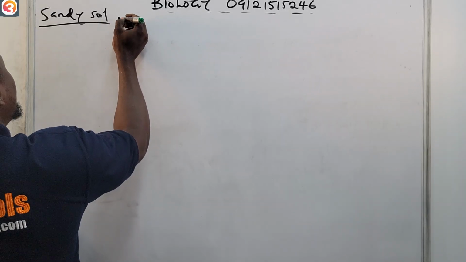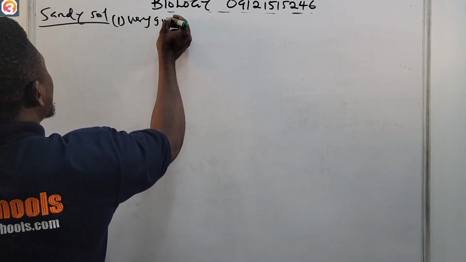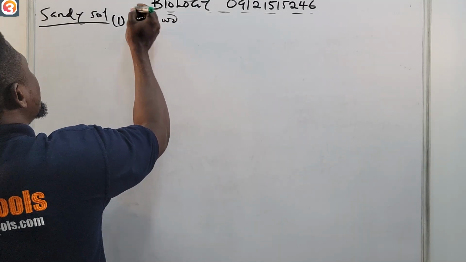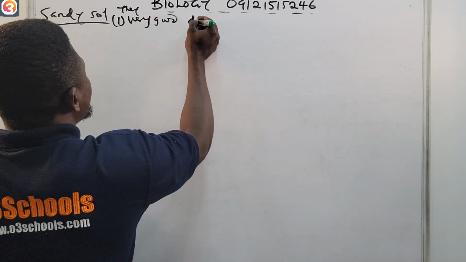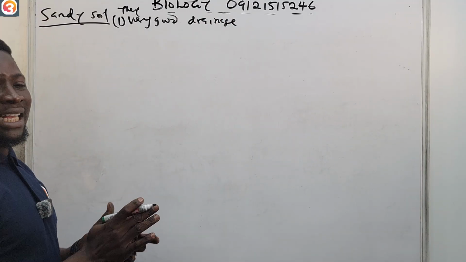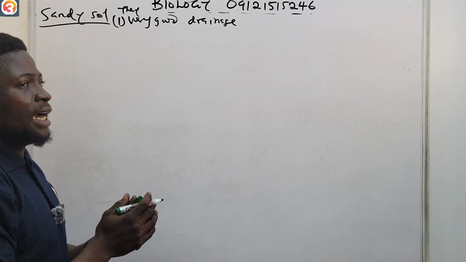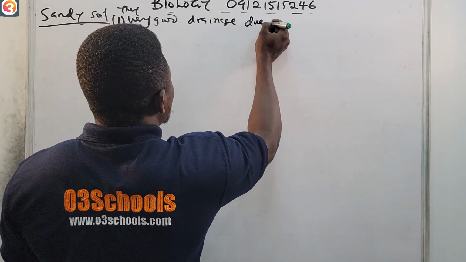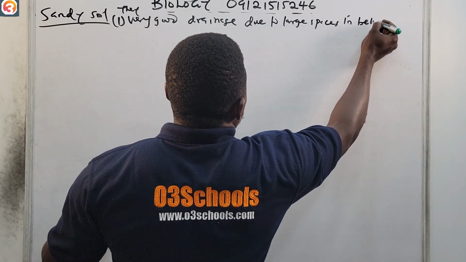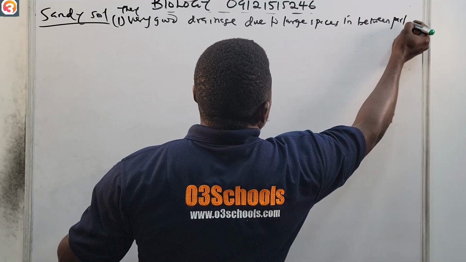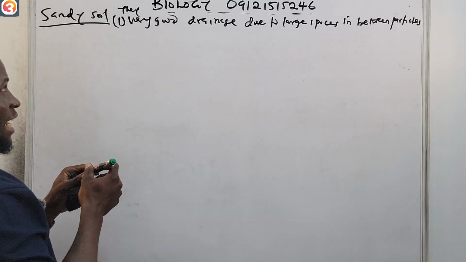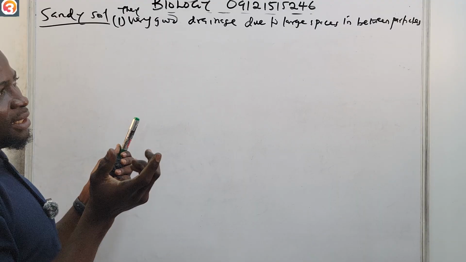Number one, they are very good in terms of drainage. The reason they have very good drainage is that they have large air spaces between the particles. So that is number one: they have very good drainage due to large spaces in between the particles.